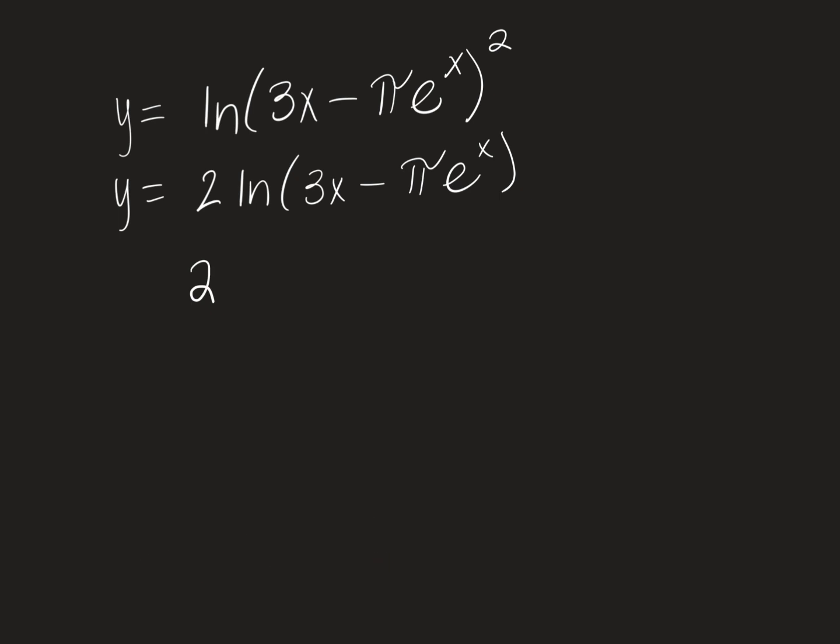Okay, so it's 2 over 3x minus pi e to the x. And then now we multiply that by the derivative of the inside. So the derivative of 3x is 3, and the derivative of pi e to the x is pi e to the x. Oh, so pi stays with the e. Yeah, because pi is just a coefficient here.